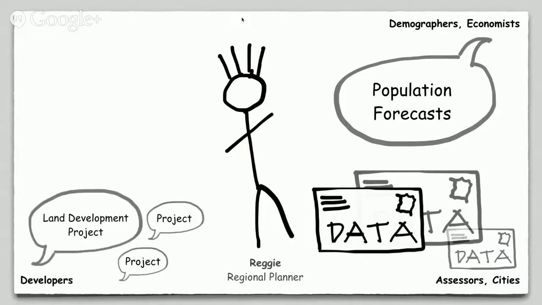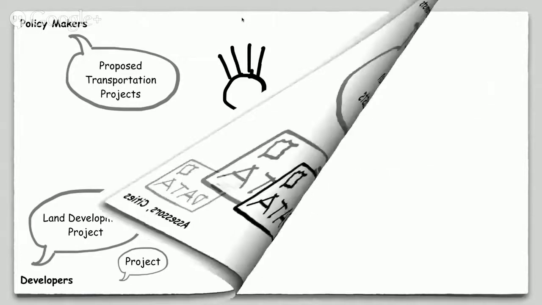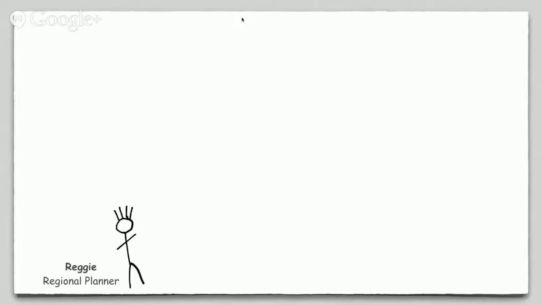He also hears a lot from the real estate development community about the land development projects that are happening or might happen, and also the proposed transportation projects that are happening in the region, and what kinds of policies the policymakers are concerned about. So what does Reggie think about day to day?